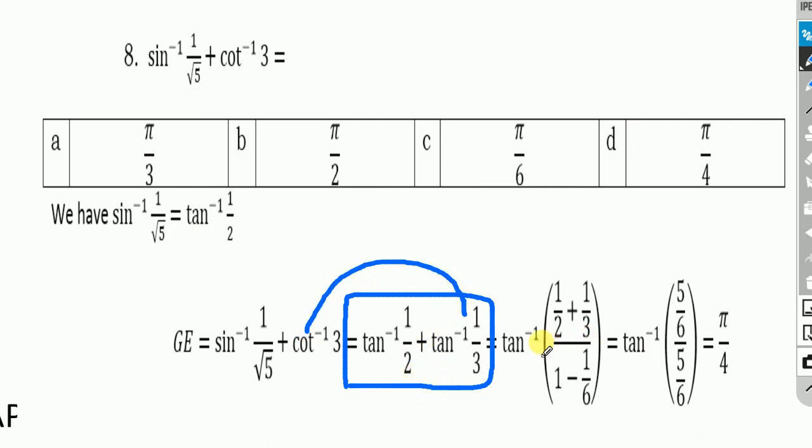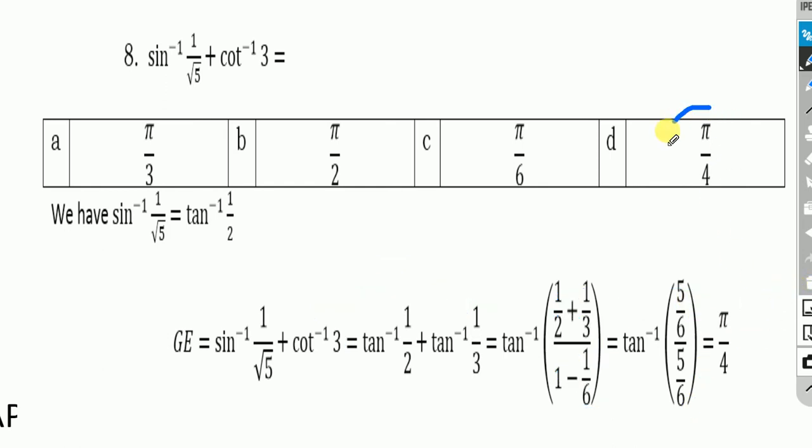Now let us apply the formula. Tan inverse of x plus tan inverse of y is tan inverse of x plus y by 1 minus xy. Here the LCM is 6, so it is nothing but 3 plus 2, 5 by 6 here, and 6 minus 1 is also 5 by 6. So we got tan inverse of 1, which is equal to pi by 4. So here also the answer is pi by 4 like the previous question. Option D is the right answer.